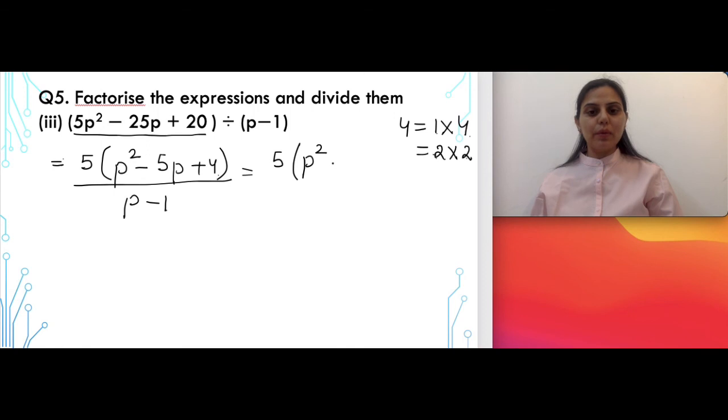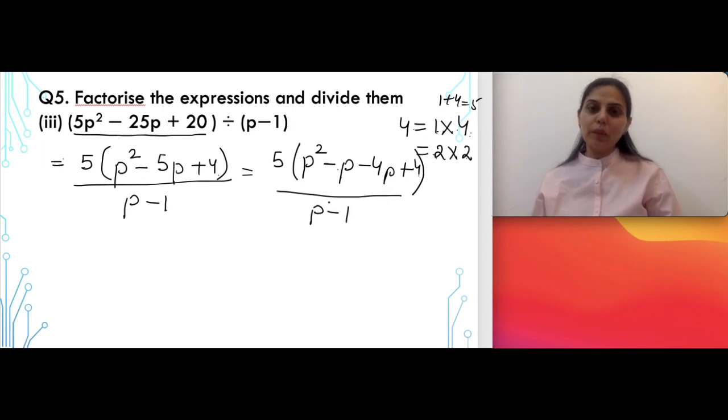So let's see how we are going to split the middle term. P square minus p minus 4p plus 4. So clearly when you multiply 1 and 4, you'll get the answer 4, which is your last term. And on adding 1 plus 4, you'll get the answer 5, which gives you the middle term. Whole divided by p minus 1. Now while writing this step also, sometimes the children get so involved in factorization that they forget to write the denominator. You have to take the denominator along in each and every step. Please don't leave it behind.